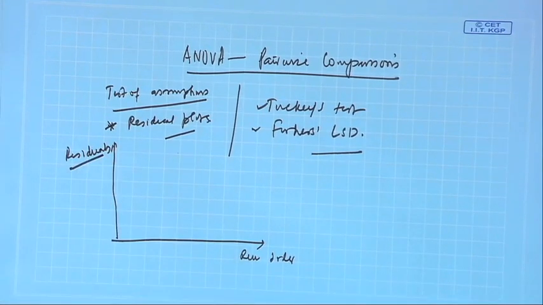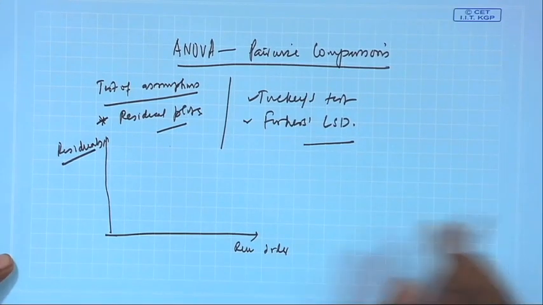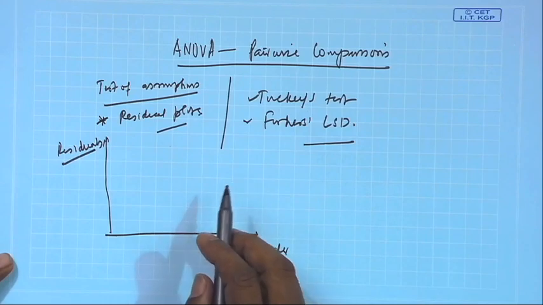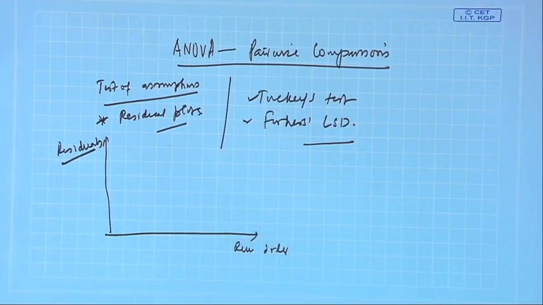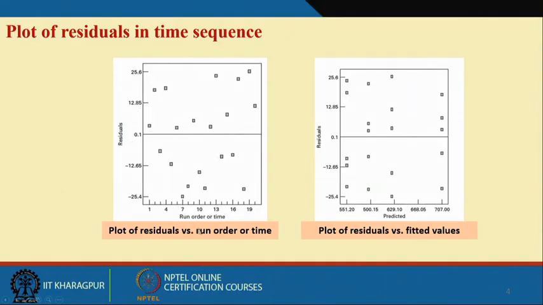Run order versus residual. This plot gives you an idea about independence, whether the observations collected through the experiment are independent or not. On the left hand side the plot has run order, or time, or observation order, and the y axis is residuals. You see the plot shows a random pattern. There is no pattern, it is completely random. If this is the case, then the observations are independent in nature.